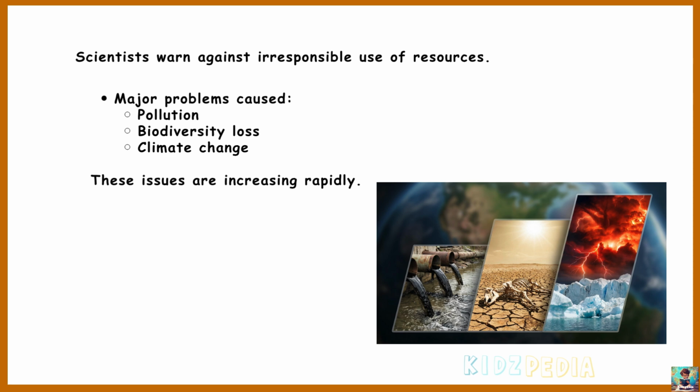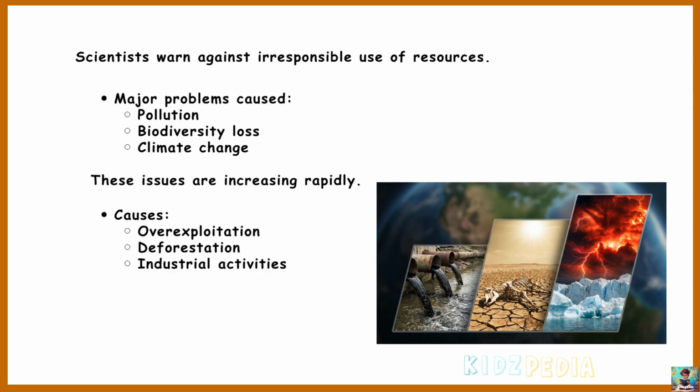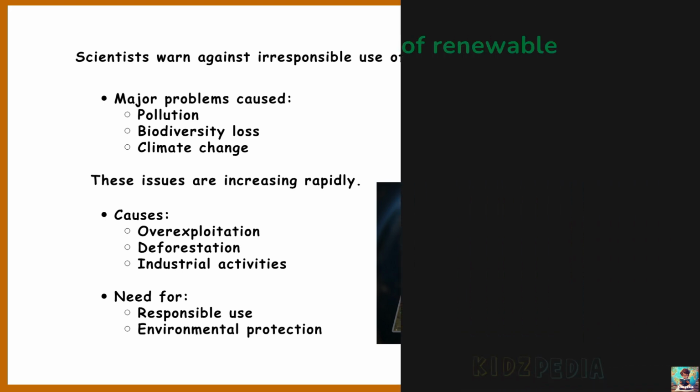And why is this happening? Overuse of resources, deforestation, excessive industrial activities. So, scientists are warning that we must change the way we use natural resources and we must act responsibly and protect the environment. Only then can we slow down these problems and ensure a safe future for life on Earth.